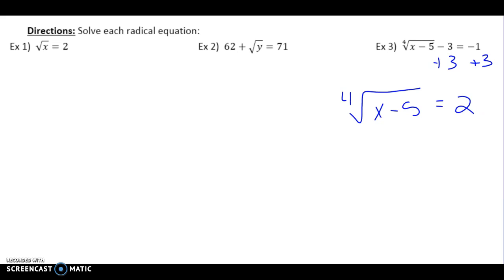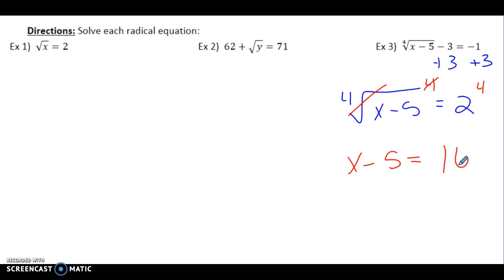You fourth it. Now you have to do it to the other side. Yep. So the fourth root and fourth power cancel out. But if you take one side to the fourth power, you have to take the other side to the fourth power. So we get x minus 5 equals, now 2 times 2 is what? 4. Times 2, 8. Times 2, 16. So 2 to the fourth is 16.